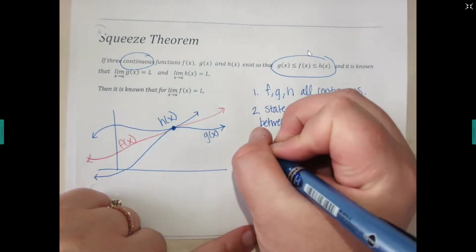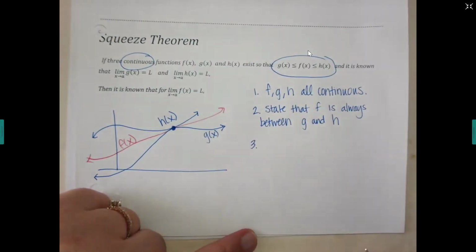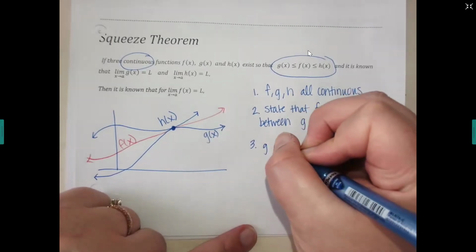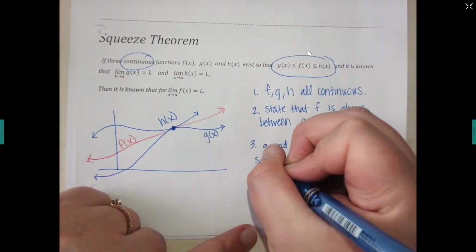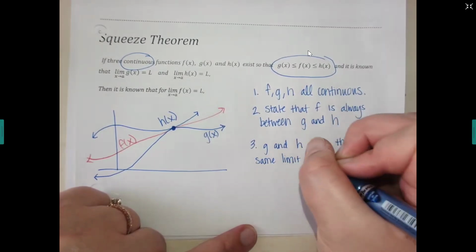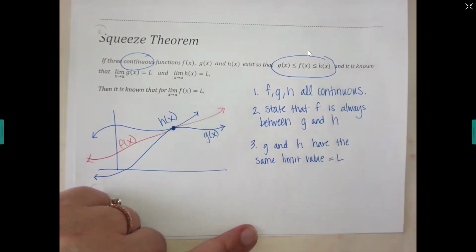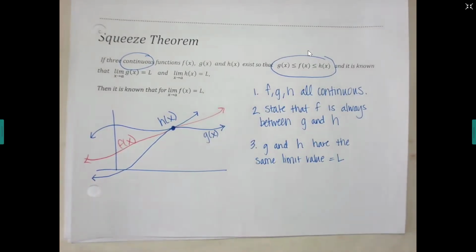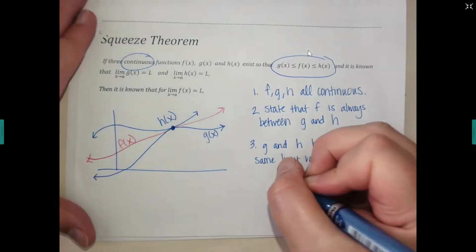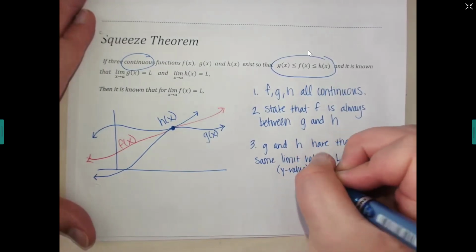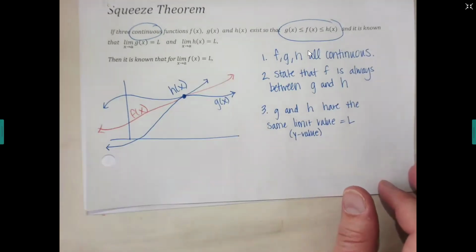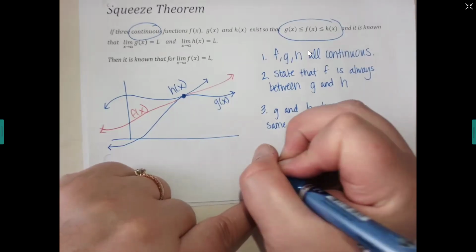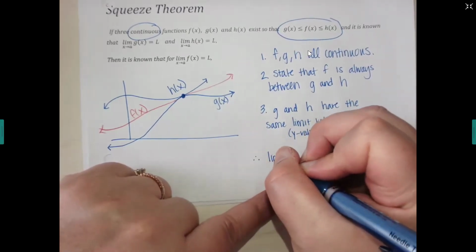Step number 3 is that g and h have to equal each other at the same value. So g and h have the same limit value equal to L. They have to touch, they have to intersect and have the exact same limit value, or we'll even put maybe Y value here. You like that better? Because we know that on the graph, the limit is a Y value anyways. Okay, if those conditions are met, then you automatically know that the limit for F has to equal the same number.